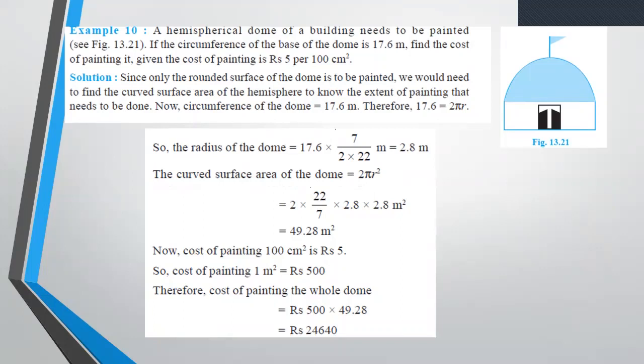Done, all of you? Tell me. Ma'am, in the question it says the cost of painting is ₹5 per 100 centimeters square. That's why what I said, no? Either convert your curved surface area to centimeter square, or you convert this ₹5 per 100 centimeters square to meter square. That is why it is written cost of painting.